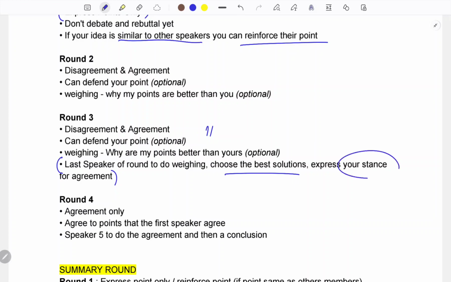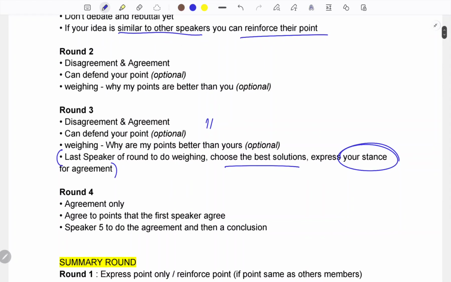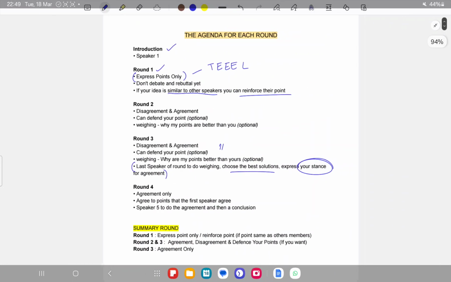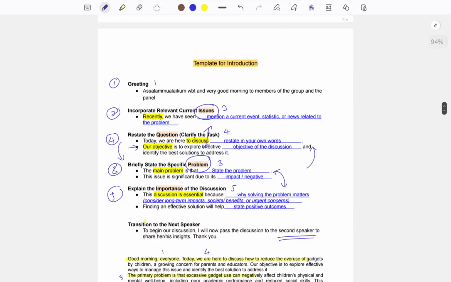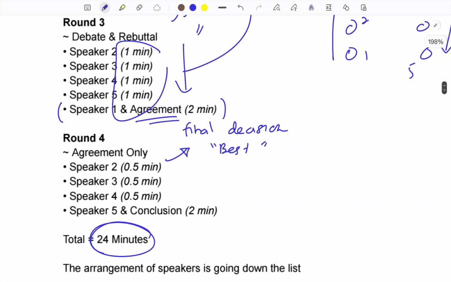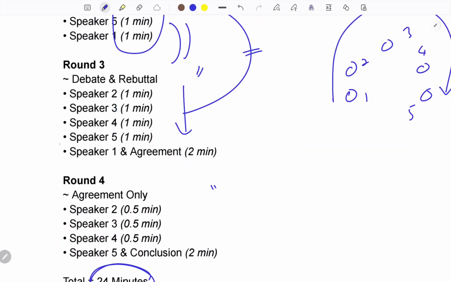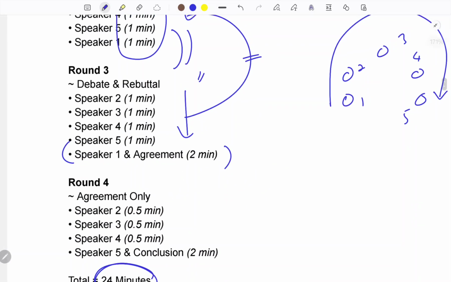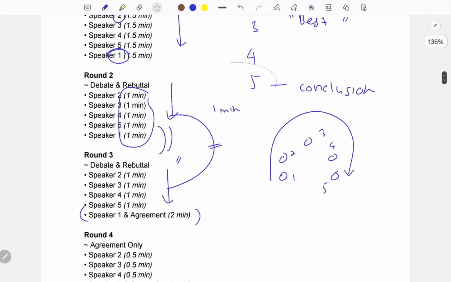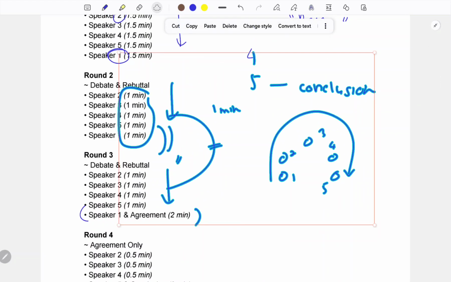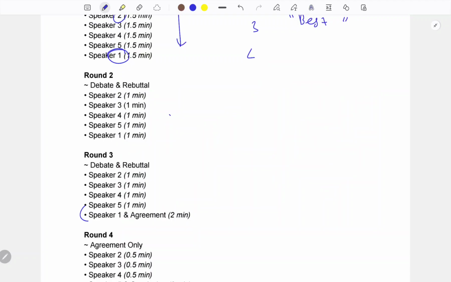It depends. The stance doesn't necessarily mean important, but if you want, then you can add on. So let's say, like this one, this is the third round. Speaker 1 and agreement. Okay, so over here, I'm going to remove this. We're going to do the round that is the same.